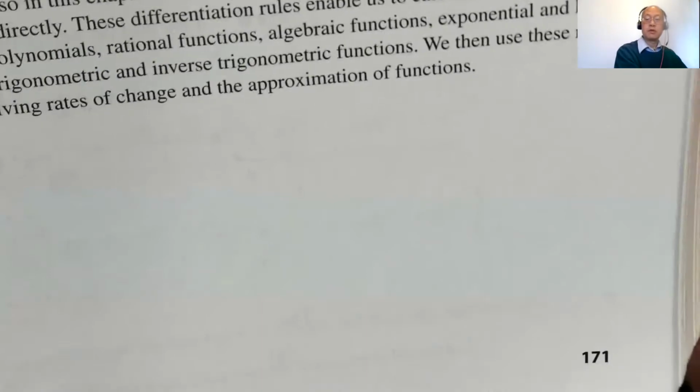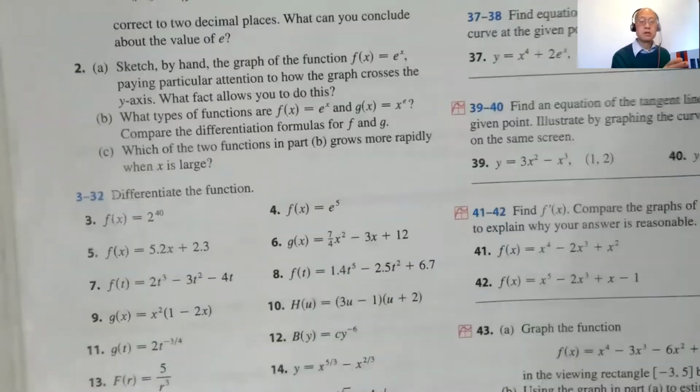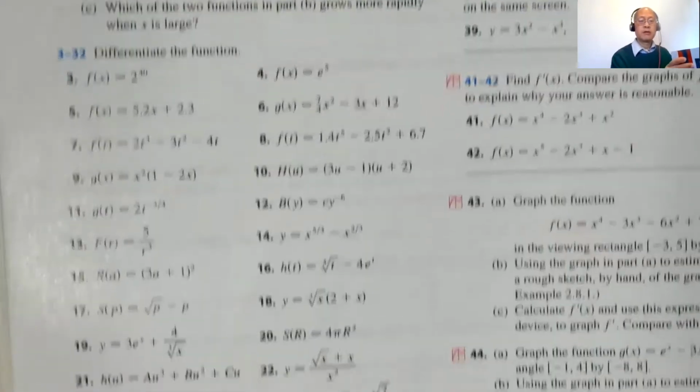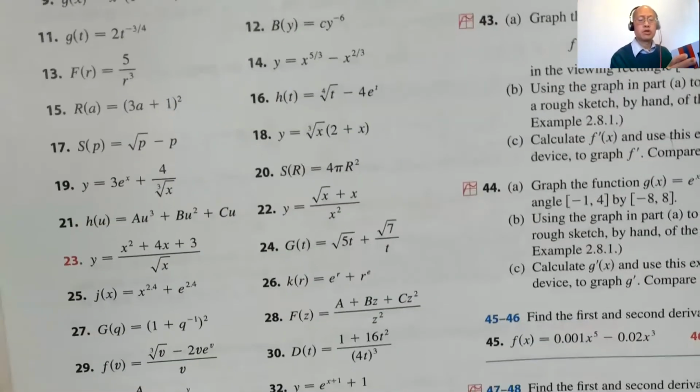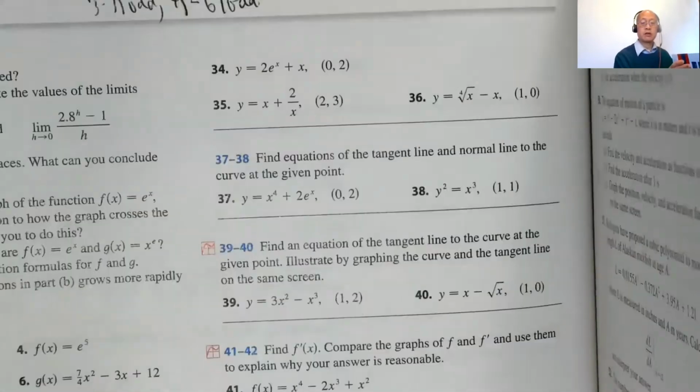These are derivative shortcuts. The topic is differentiation rules. It's the bottom of page 171. Here's page 180. We have to go up to problem 61. Finding derivatives, and now we're using shortcuts. For the most part, from here on out, you don't have to do the limit as h approaches 0 of f of x plus h minus f of x all over h.